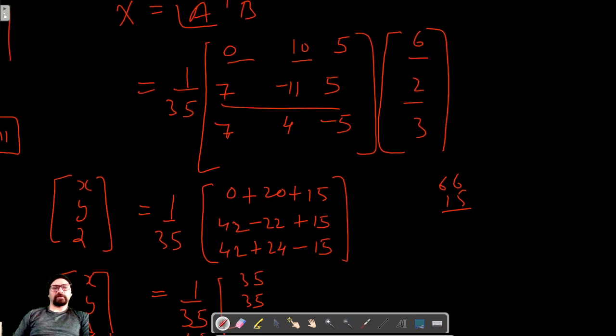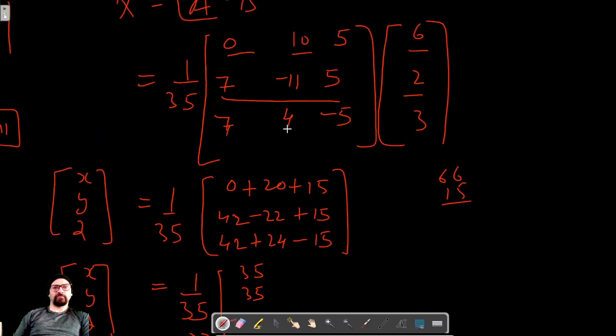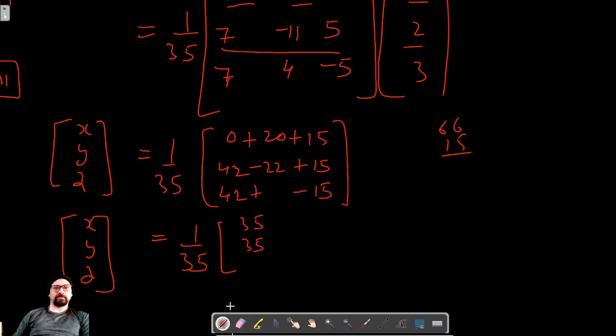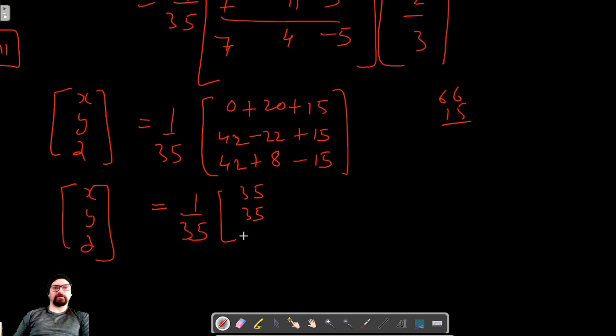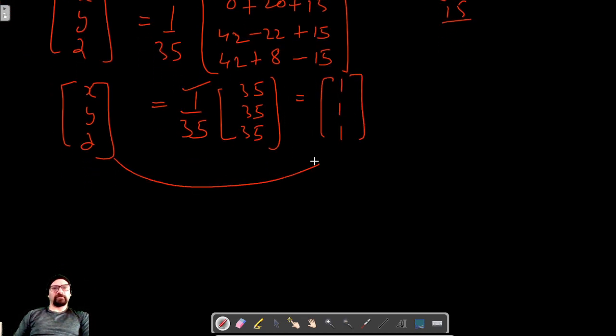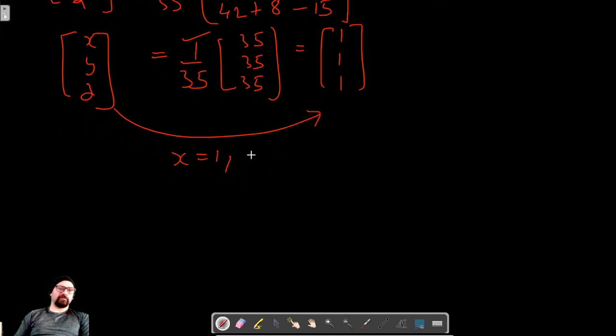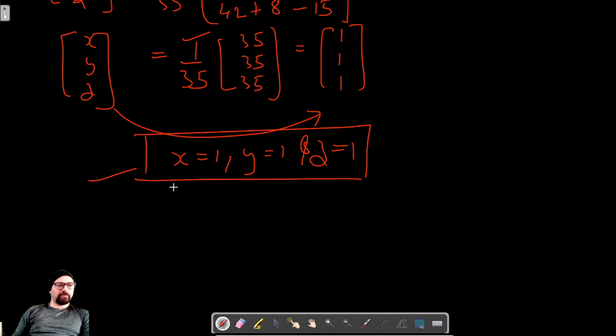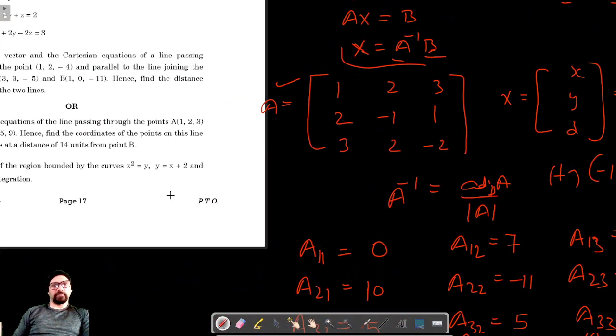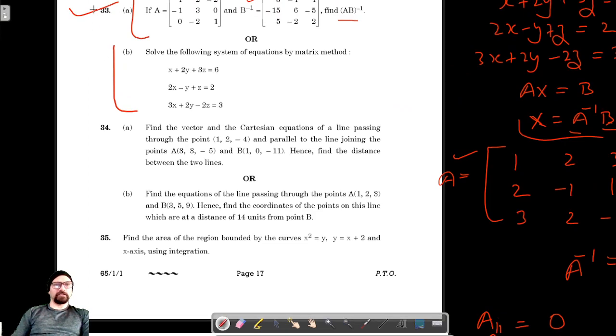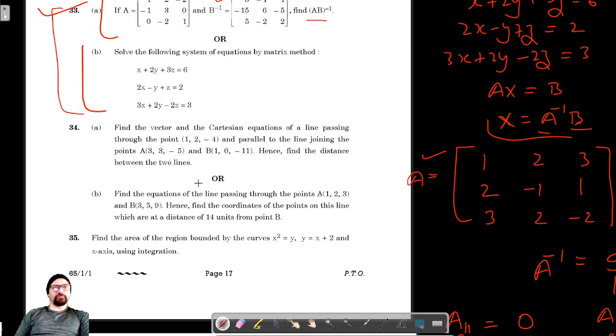This is not correct. So 7 into 6 is 42. 4 twos are 8. This is 8 and minus 15. 42 plus 8 is 50 minus 15 is 35, and dividing by 35 gives 1, 1, 1. So x, y, z is equal to 1, 1, 1. So this gives x is equal to 1, y is equal to 1, and z is equal to 1. Okay, so this solves question number 33, both the parts. Let's move on to question number 34.